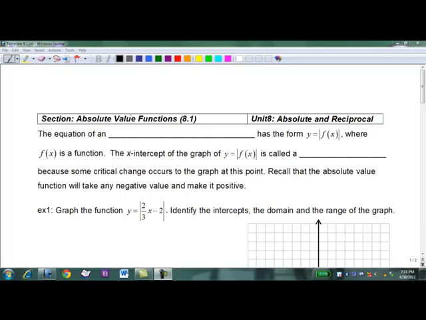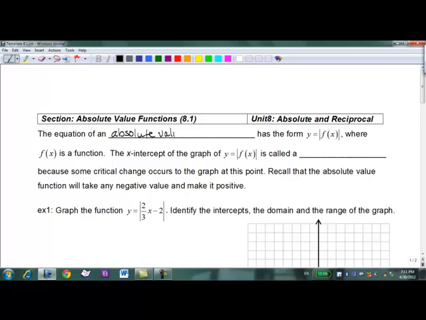Today we're taking a look at absolute value functions, which is section 8.1. You know what, this section is pretty straightforward. It really has to do with going back and graphing again. Graphing lines, graphing parabolas.